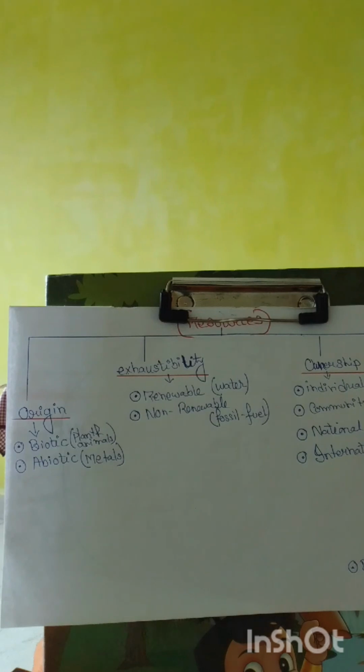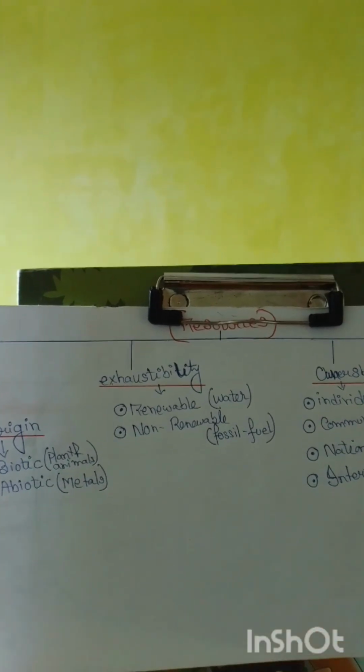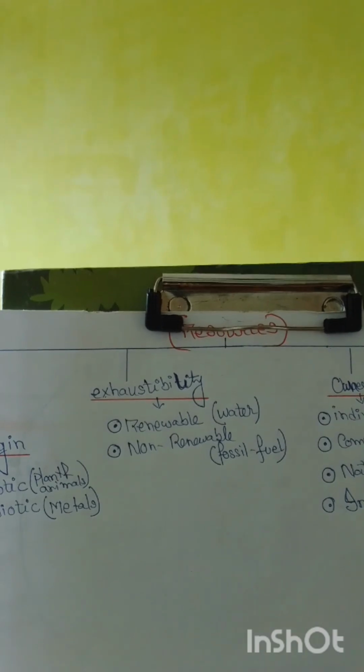On the basis of origin, resources can be biotic and abiotic. Biotic resources are plants and animals. Abiotic resources are metals. On the basis of exhaustibility, they can be renewable and non-renewable. Renewable is water, non-renewable is fossil fuel.